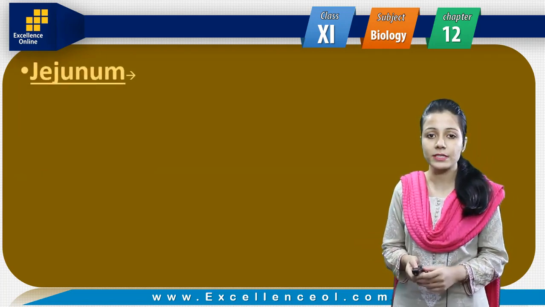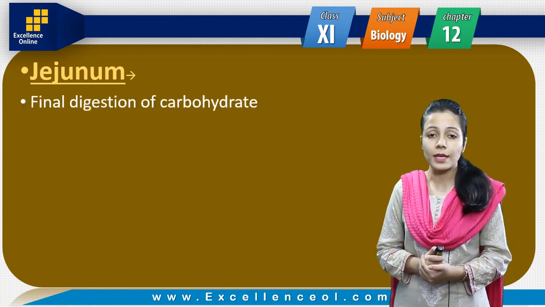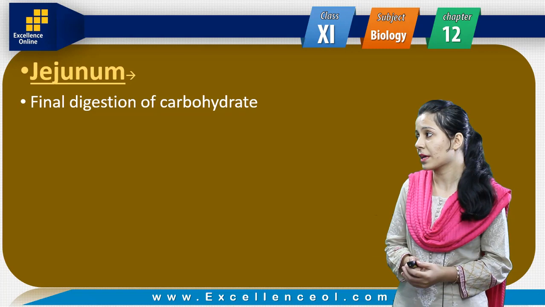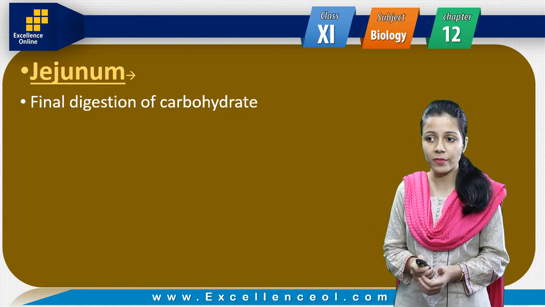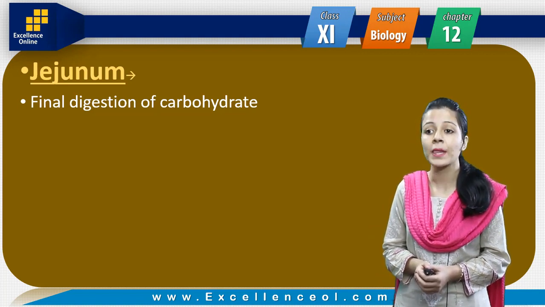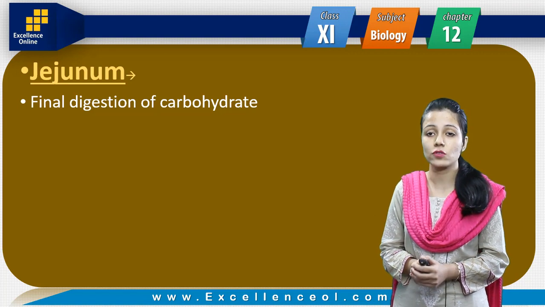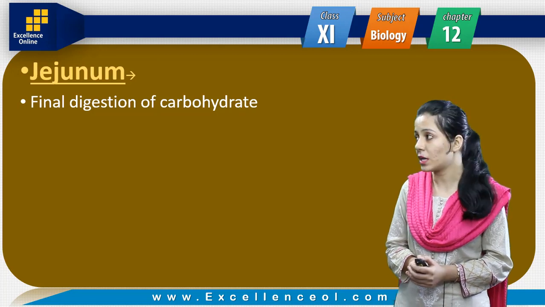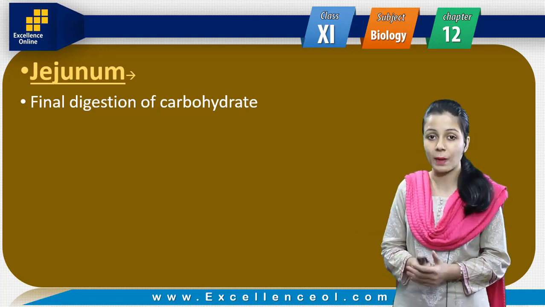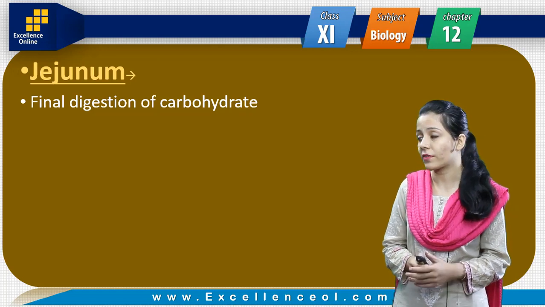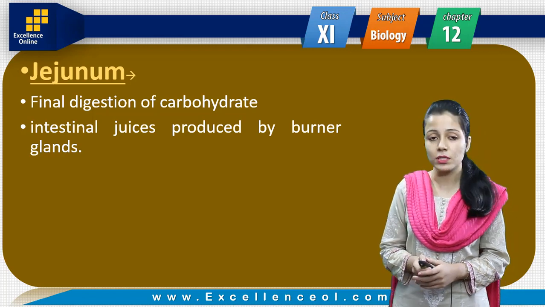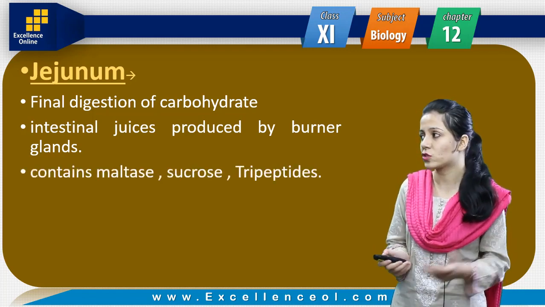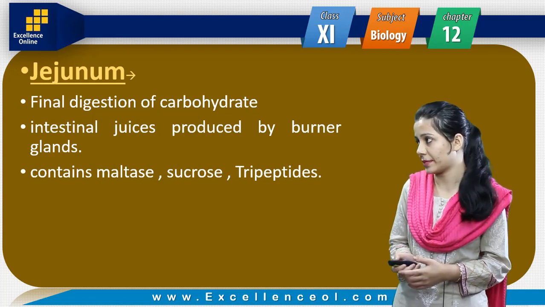Then the next part of the small intestine is the jejunum. The important MCQ point for jejunum is that it helps in the final digestion of carbohydrate. The digestion of carbohydrate starts in our mouth with the help of an enzyme known as salivary amylase. The digestion of protein starts in the stomach with the help of pepsin, and the digestion of lipid starts in the duodenum through bile juice. So the digestion of carbohydrate is completed in the jejunum. It produces intestinal juices through Brunner's glands, and this juice contains maltase, sucrase and tripeptidases.